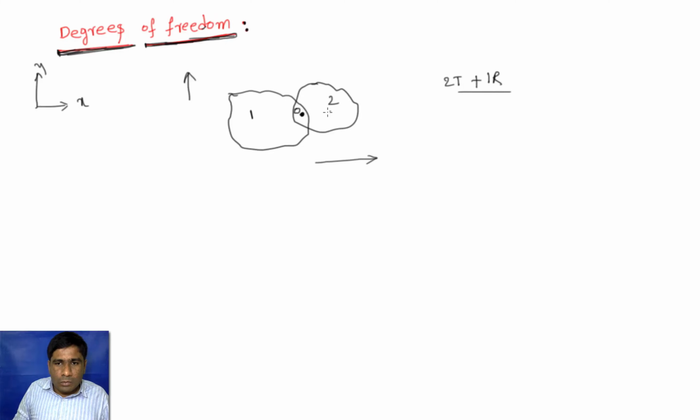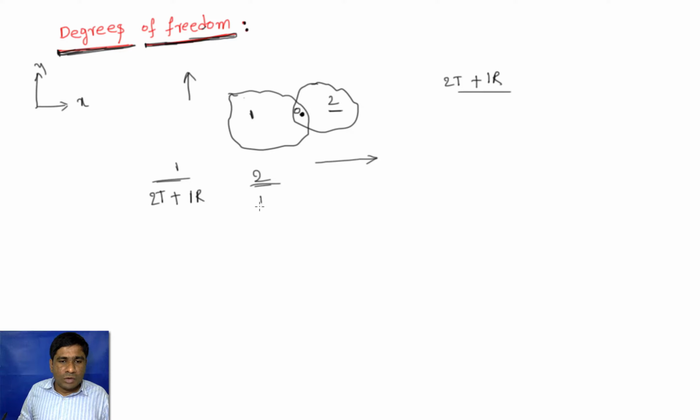So translation motion of body 2 is no longer independent, but it's dependent on body 1, and body 1 can rotate about this point O, and body 2 also can rotate about the point O. So body 1 has here 1 rotation plus 2 translations, whereas body 2 has only 1 rotation about O, but its translation motions are no longer independent, they are dependent on body 1.